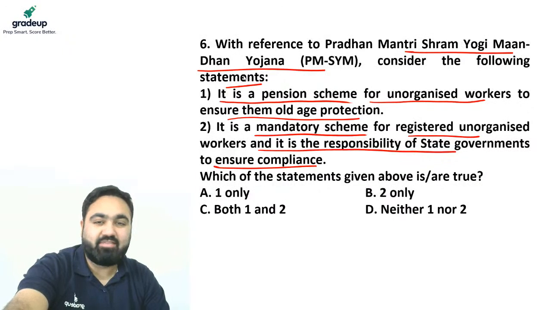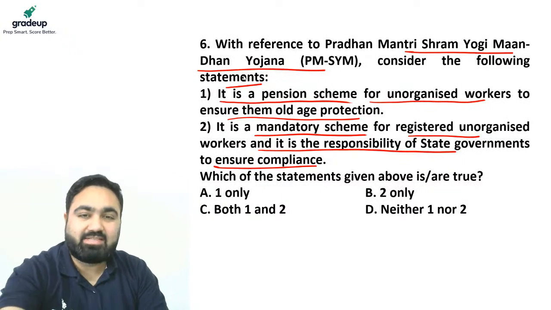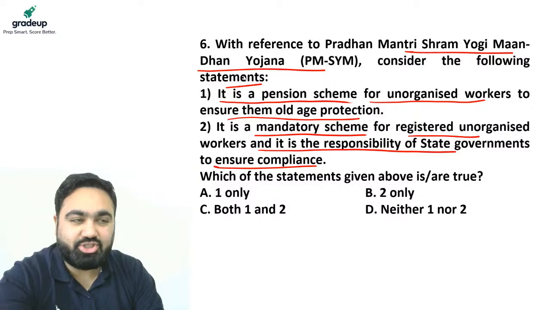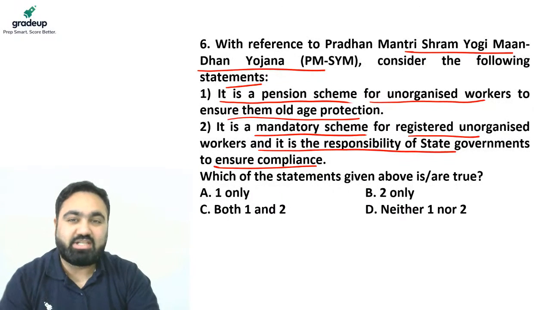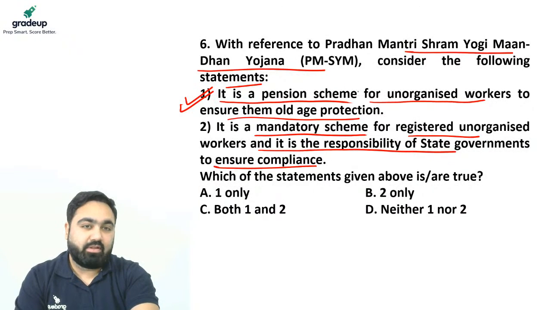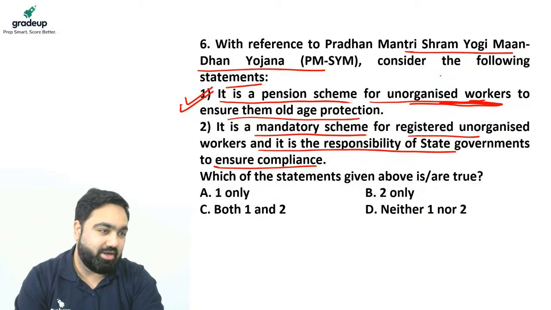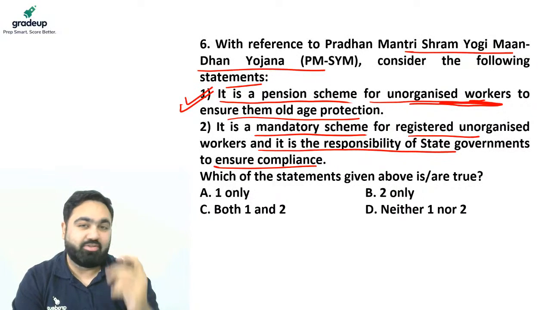Okay, let's see which of these is correct. The first statement is that it is for unorganized workers to make sure that they get old age protection. This is actually correct. The unorganized workers means those who get cash wages, who don't get employment benefits. It is for them. The second is incorrect.